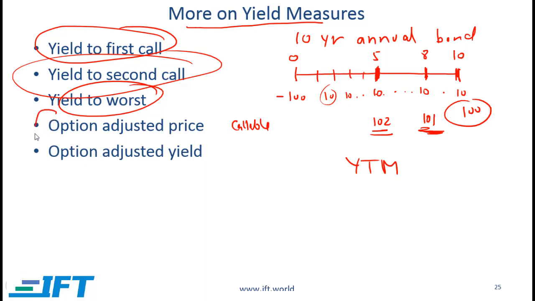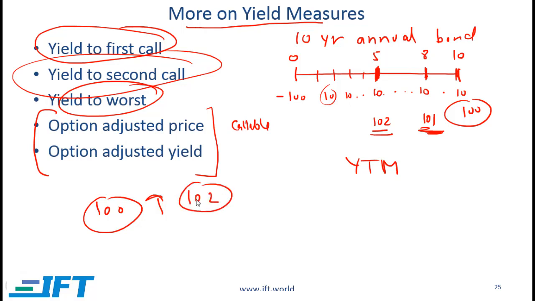Option adjusted price and option adjusted yield, these are concepts we'll talk about in more detail later, but here I'll give you a very high level explanation. I just said that this bond was purchased for 100, and this bond does have an embedded call option. If we remove the impact of the call option, then the bond would be worth more. Let's just say that if the call option were not there, then the bond would be worth 102. This is called the option adjusted price. It is the price which would be in effect if the option were not there.